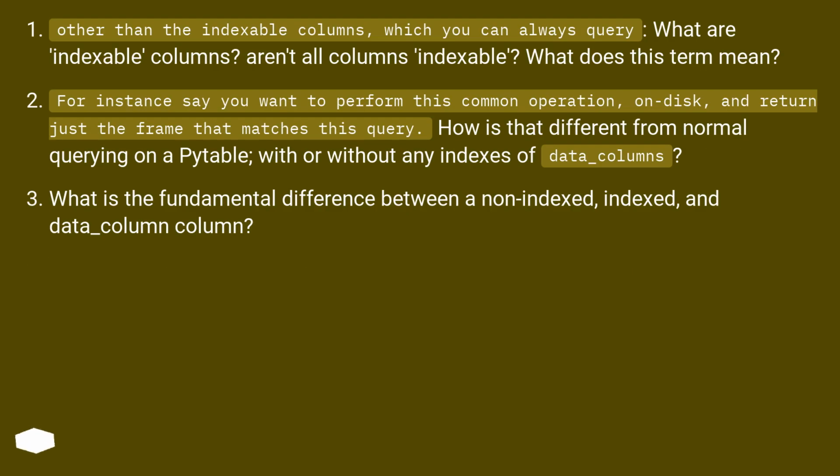Other than the indexable columns, which you can always query, what are indexable columns? Aren't all columns indexable? What does this term mean? For instance, say you want to perform this common operation on disk and return just the frame that matches this query. How is that different from normal querying on a PyTable, with or without any indexes of data_columns? What is the fundamental difference between a non-indexed, indexed, and data_column?